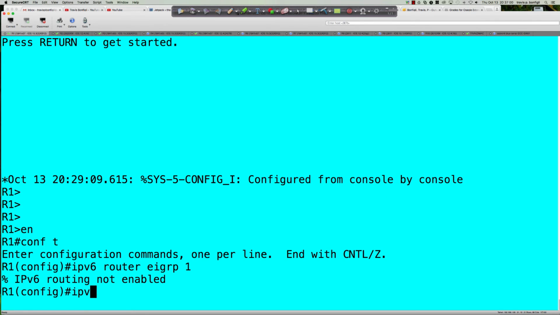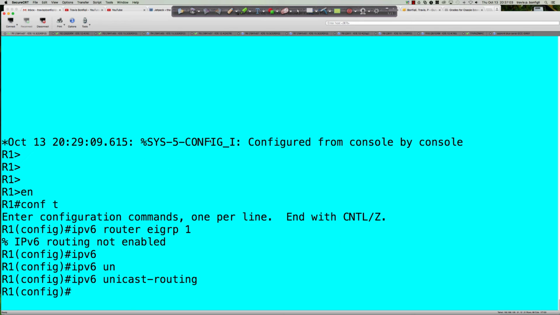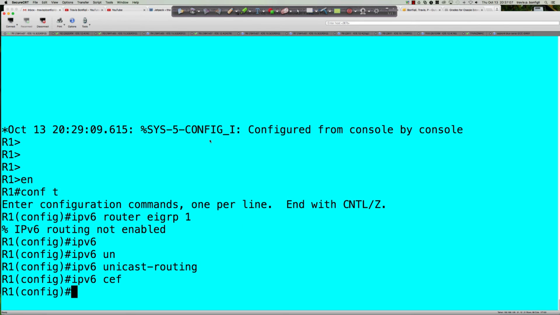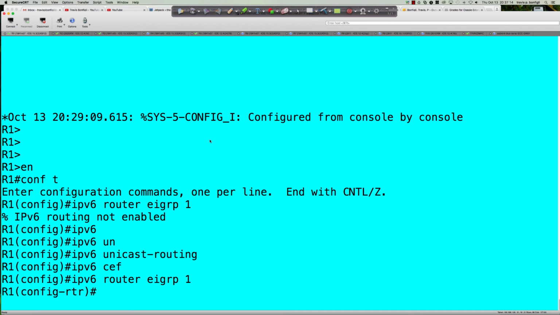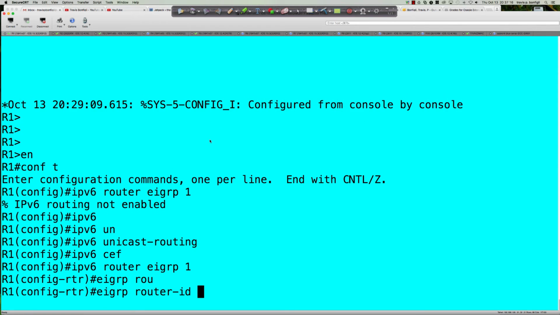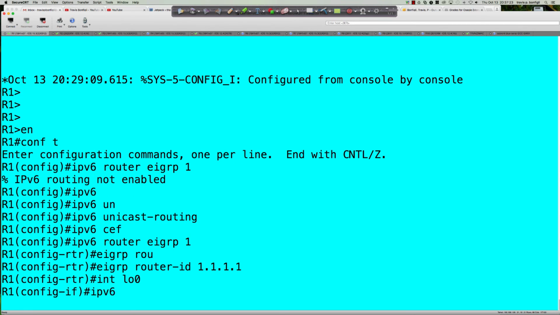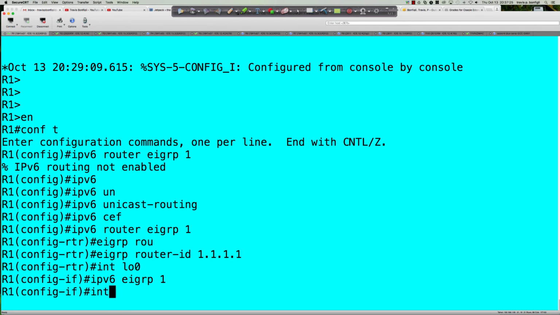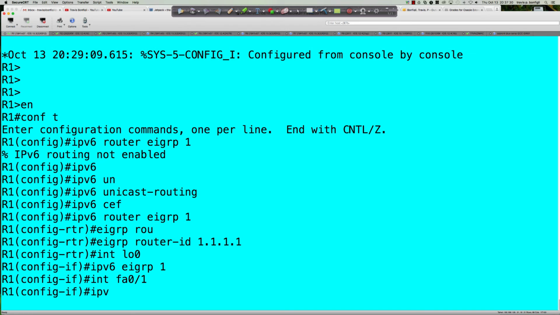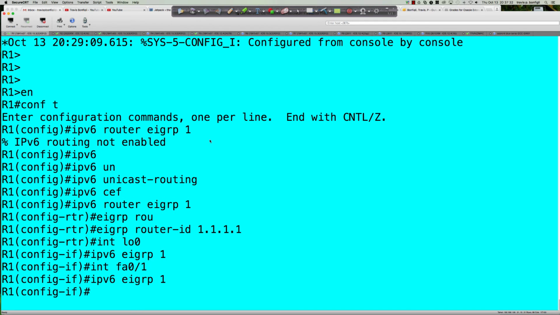We need IPv6 unicast routing enabled for this as well, but we can also then say IPv6 CEF and get that turned on. Then we're going to say IPv6 router EIGRP 1. EIGRP router ID is going to be 1.1.1.1. And then we'll go into interface loopback 0 and say IPv6 EIGRP 1, and then into interface FA0/1, and say IPv6 EIGRP 1.